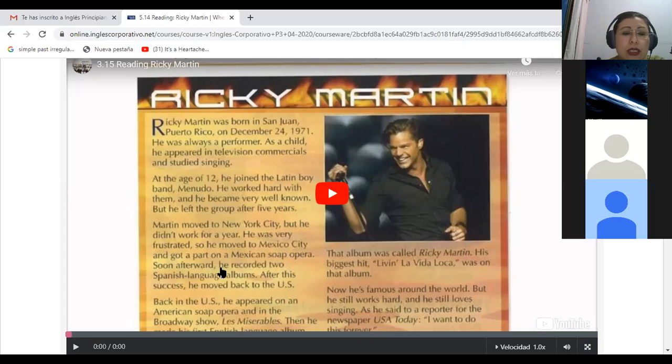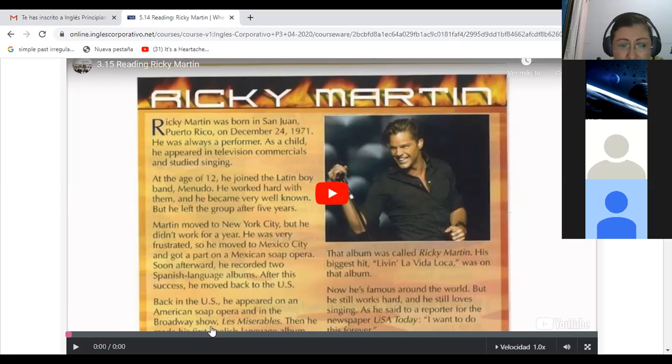Soon afterward, he recorded, pasado de verbo regular, he recorded two Spanish language albums. After this success, he moved, verbo regular, he moved back to the US. Back in the US, he appeared on an American soap opera and Broadway shows, Les Miserables.